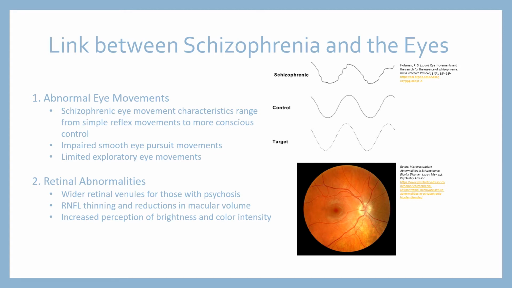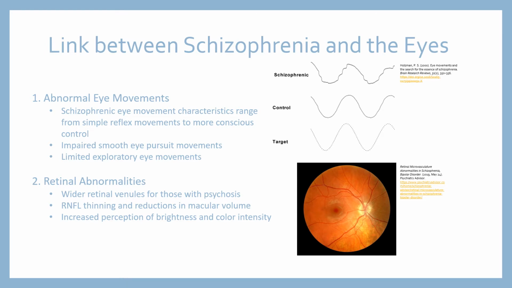In abnormal eye movements, there are different levels of eye movements that can go wrong, from reflexive eye movements to conscious control from the brain that moves the eye in an organized fashion to take in visual information. More specifically, some of the examples we will explore are the impaired smooth eye pursuit movements and the limited exploratory eye movements. In terms of retinopathies, there are three solid findings in the literature.